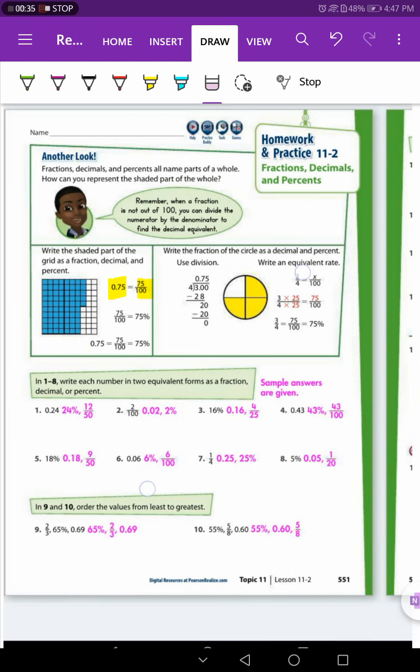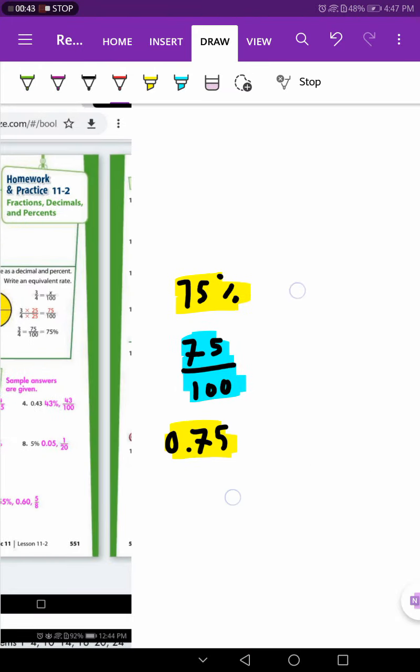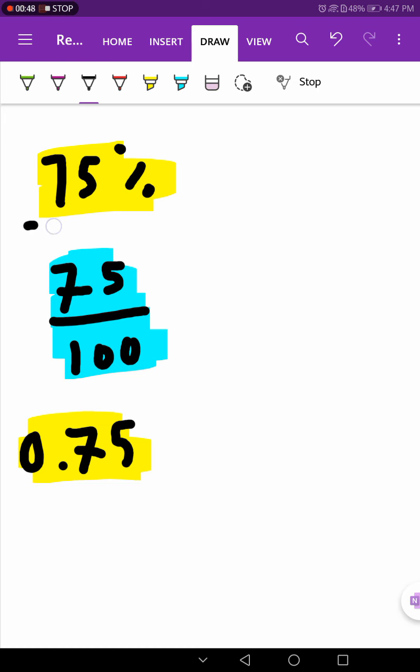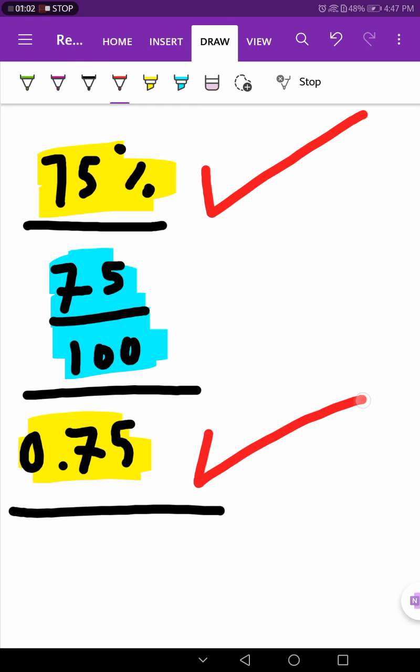Okay, let us start with this example. We have a 100th grid. It has 75 shaded squares. I will write it in three forms: percent, fraction, and decimal. If he asks you about the percent, you will find it like this. If he asks you about the decimal, you will find it like this. But if he asks you about the fraction, you will not find it like this. It is correct, yes, but he will write it in the simplest form.